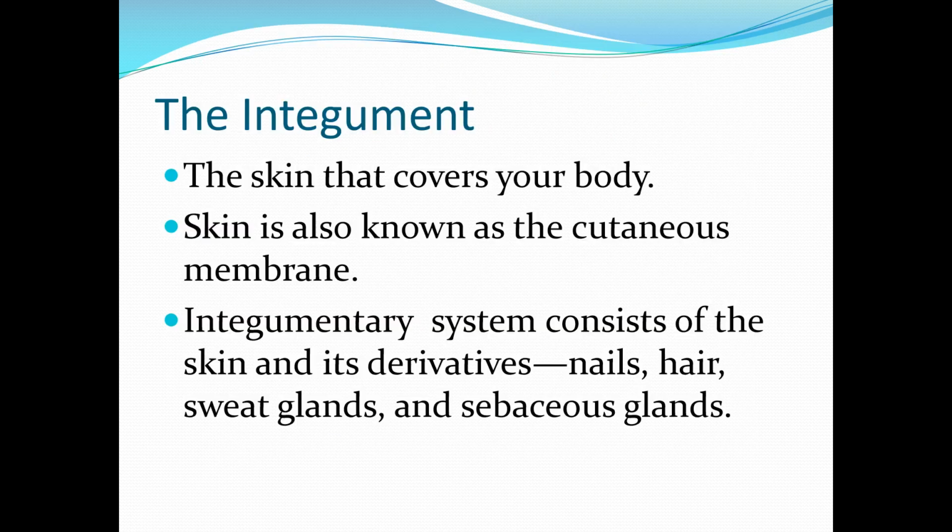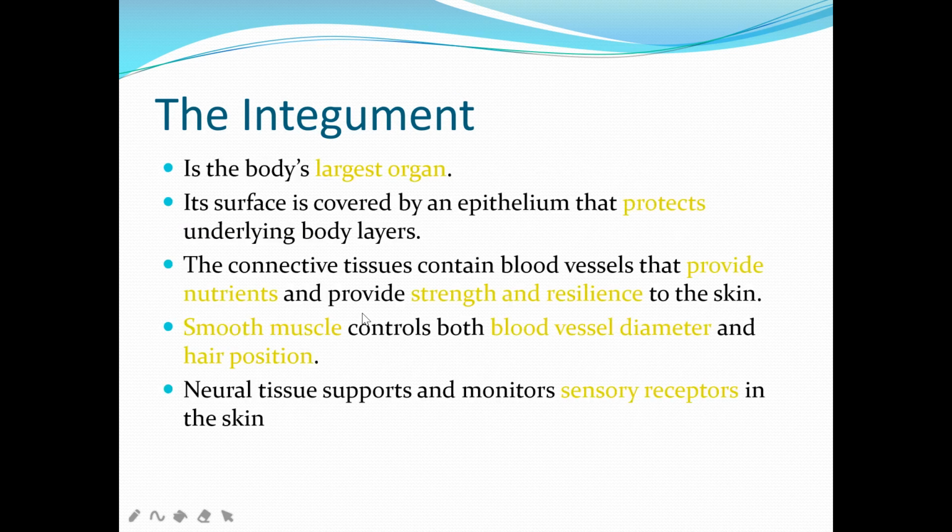First we will see the skin. It covers the body, also called the cutaneous membrane. It is the largest organ of the body, protects underlying layers, contains blood vessels which provide nutrients and give strength, controls the smooth muscle, controls the blood vessel diameter, and neural tissue acts as sensory receptors in the skin.